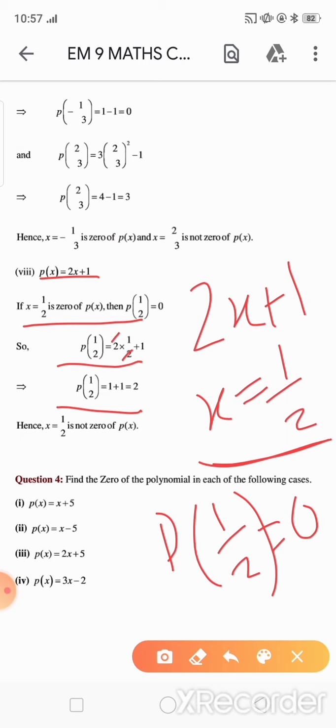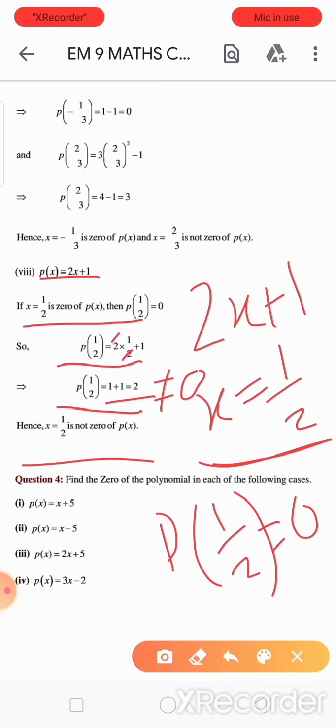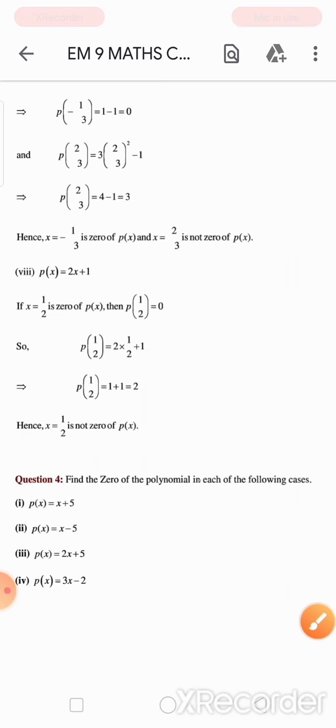Simplifying this step, 2 upon 2 cancel. So 1 into 1, 1 plus 1 equal to 2. It is not equal to 0. We say x equal to 1 upon 2 is not a zero of polynomial p of x.